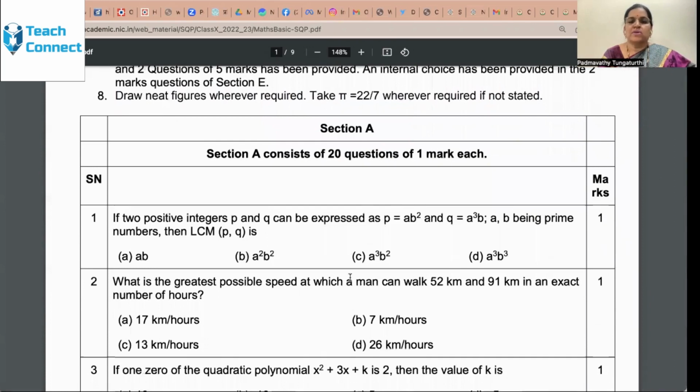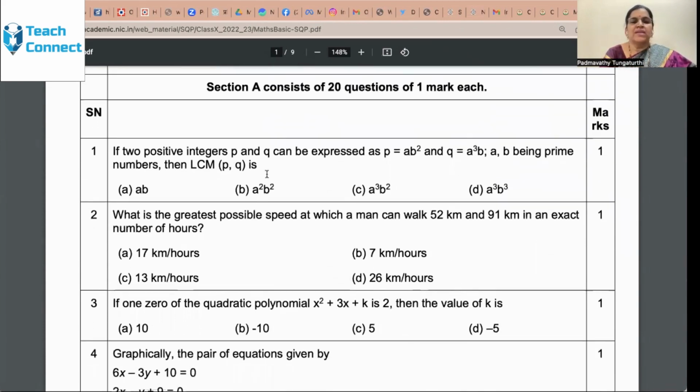Section A consists of 20 questions of 1 mark each. Remember, one question consists of one skill and one content. If two positive integers p and q can be expressed as p = ab² and q = a³b, a and b being prime numbers, you have to tell them the importance of prime numbers. Otherwise, there will be factors for the composite numbers. That means these numbers a and b do not have any factor. That is the skill we have to know from here.